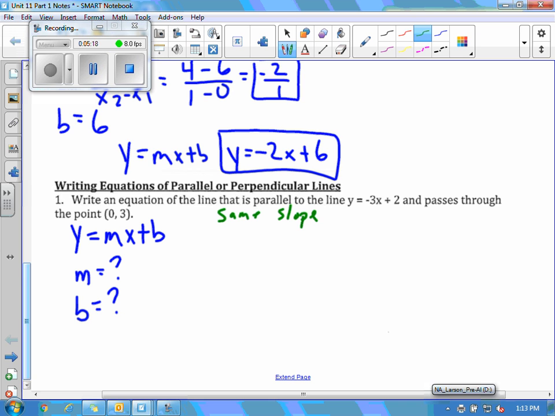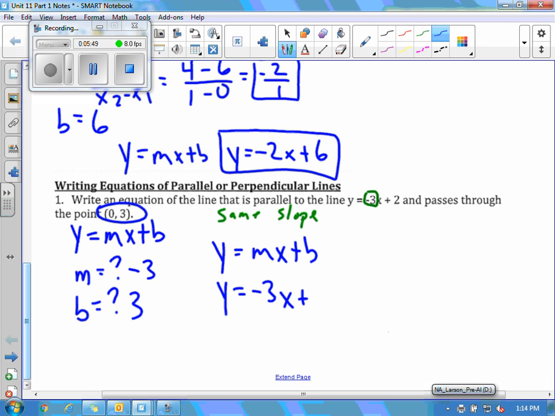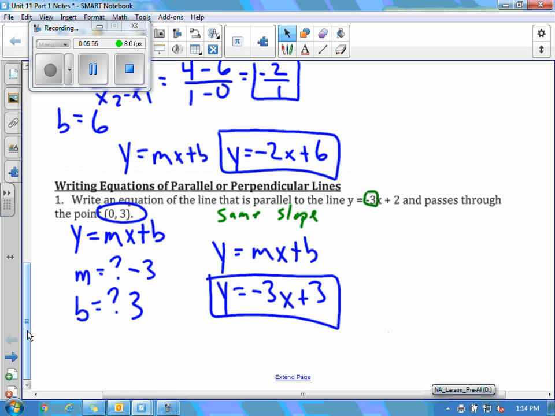And looking at our original equation, our slope is the coefficient in front of the x, or the negative 3. So I know that my slope for my parallel line is also going to be negative 3. The next thing we need to figure out is the y-intercept, and they tell us that the line passes through the point (0, 3). Again, if the x is 0, then that y is our y-intercept, so our y-intercept would be positive 3. So now when I want to put this into my slope-intercept form equation, I'll replace m with negative 3, and I'll replace b with positive 3. So y equals negative 3x plus 3.